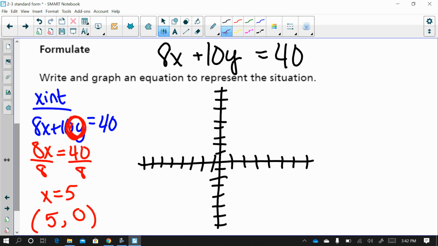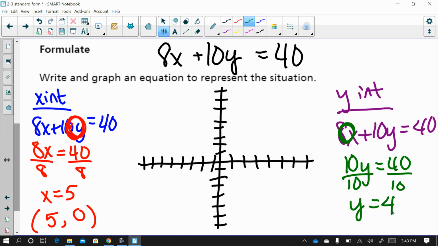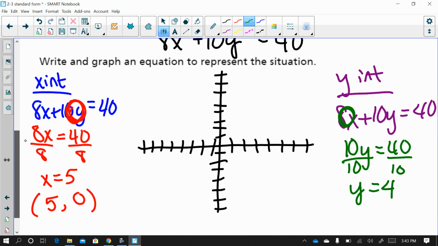Okay, if I do my y-intercept, same equation. This time x is going to equal 0. Okay, so 8 times 0, that's 0, so that guy's just gone. So 10y equals 40. Divide both sides by 10, y equals 4. So then my ordered pair here, I let x be 0, so 0, comma 4. Plot these 2 points, 5, 0, 1, 2, 3, 4, 5, and 0, 4, 1, 2, 3, 4. Connect the dots.